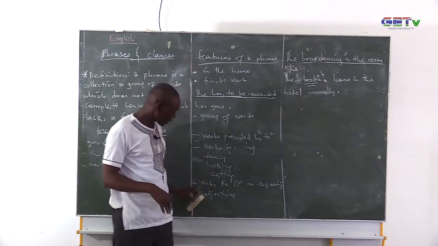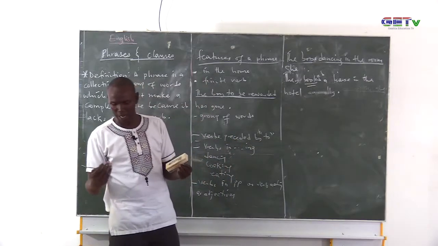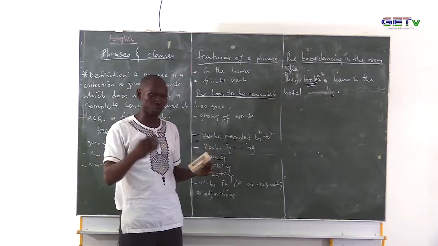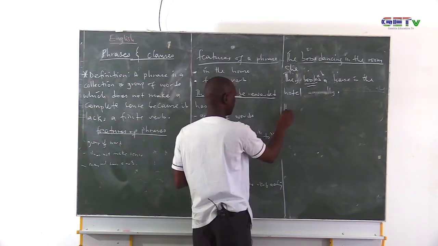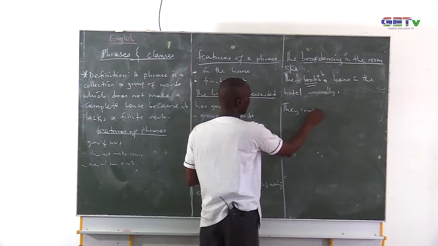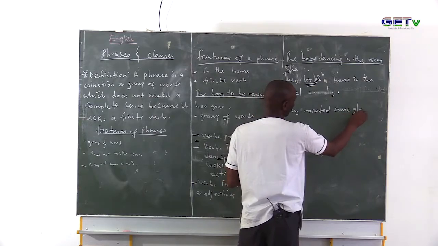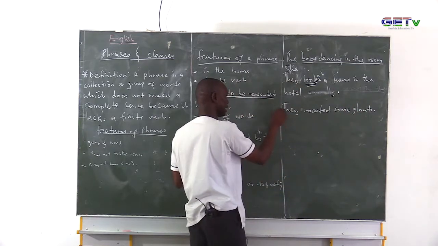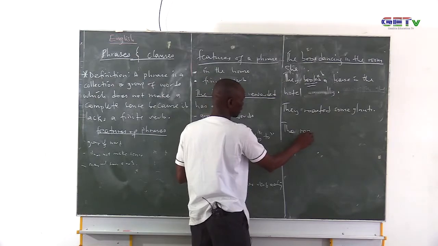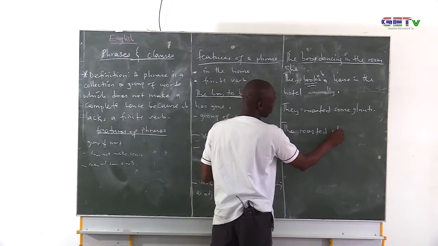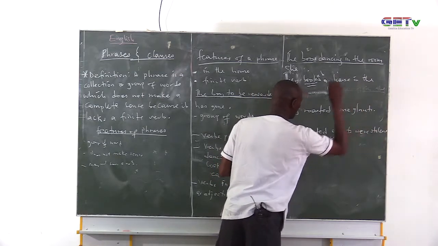So now, verbs also will act as adjectives. As I said earlier, you will see a verb, like the word roast. Roast, we know it's a verb. But then, assuming I give you this example, if I say, example one, they roasted some groundnuts. Now, assuming I have this, and I say example two, the roasted groundnuts were stolen. Now, we have these two examples.